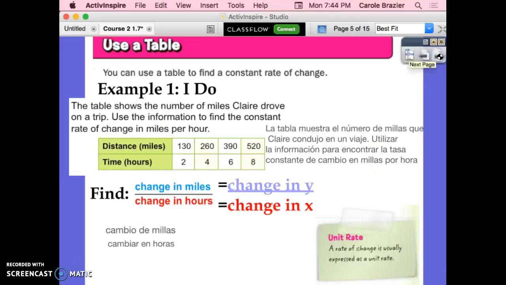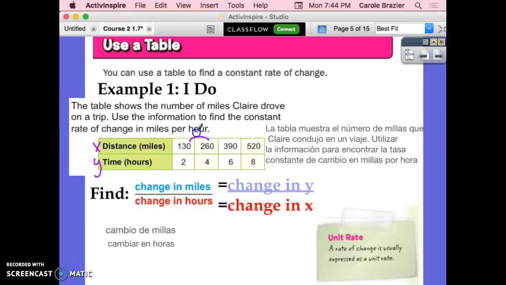So looking at this first one, the table shows the miles that Claire drove on a trip. Use the information to find the constant rate of change in miles per hour. So when we were talking about this, we were doing 130 divided by 2, 260 divided by 4, 390 divided by 6, and it would give us the same thing. So instead of doing that, we are going to look for patterns. So we're going to look at our change in y and then our change in x. Okay, so if I'm looking at this, this will be my y, this will be my x.